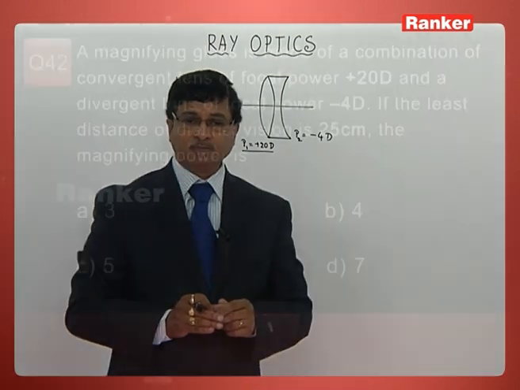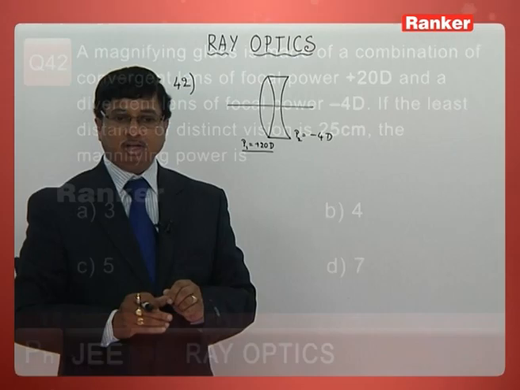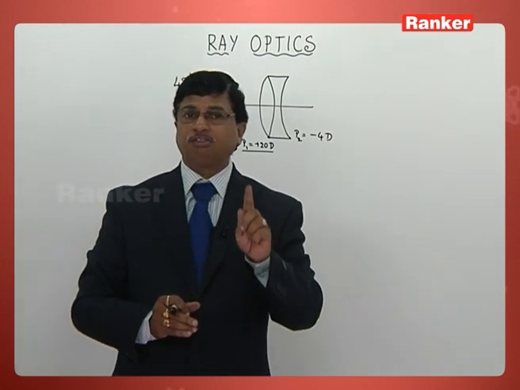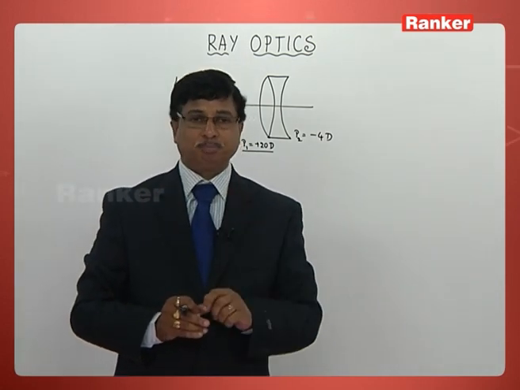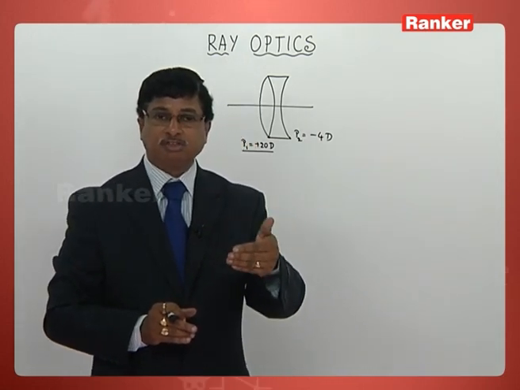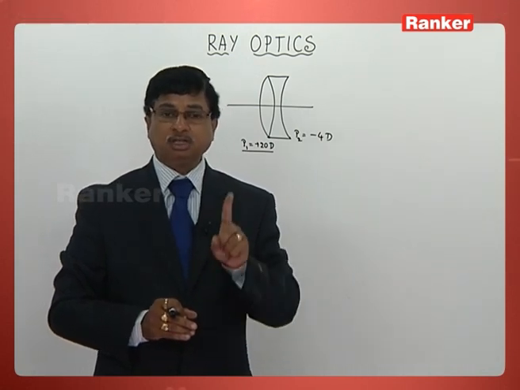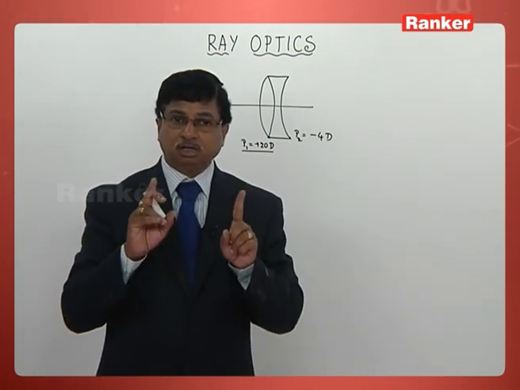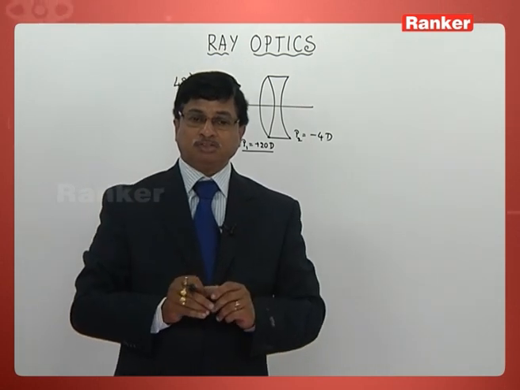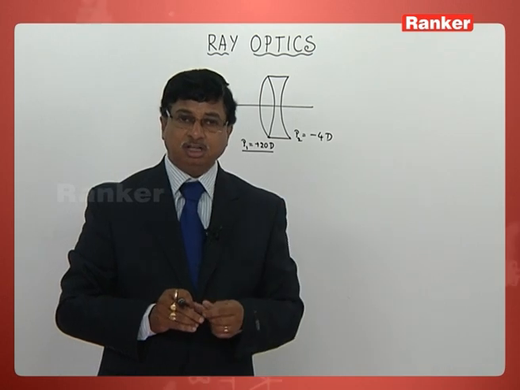That is the idea. Now what is this question? If the least distance of distinct vision is 25 centimeter, the magnifying power is how much? Why is he giving the least distance value in particular in this problem? When he is giving least distance of distinct vision as 25 centimeter, it is understood that the image is formed at near point.